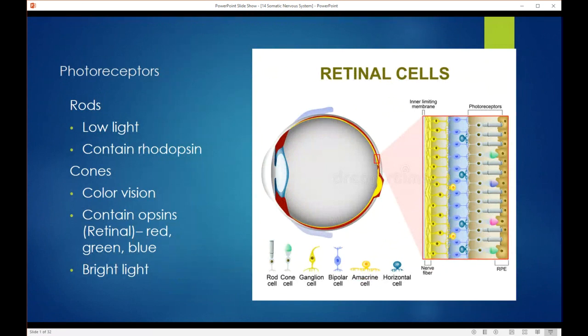We have the rods and the cones. Those are the ones that you may have heard of before. The rods are going to be for low light, and they contain a molecule called rhodopsin. And then we have the cones, and the cones allow us to have color vision. And they contain what are called opsins. They were called retinal opsins sometimes. We have the red, the green, the blue, and then they also perceive bright light. Okay, so the cones are the ones for color vision and bright light, and then the rods are for low light.